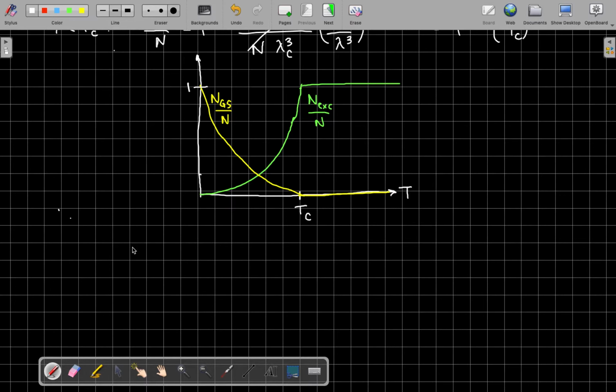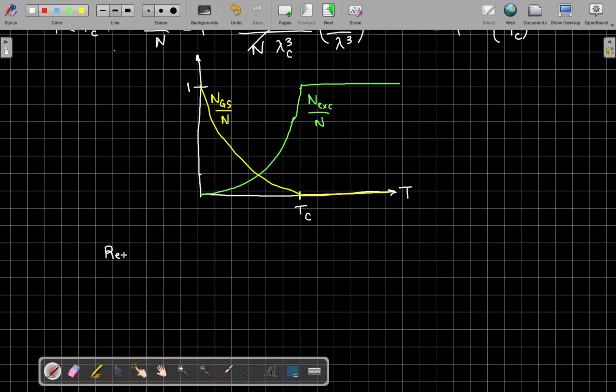Okay, so the goal of this lecture is essentially to calculate the important thermodynamic quantities, using the correct approach of including the contribution due to the ground state. Okay, so we begin with pressure.